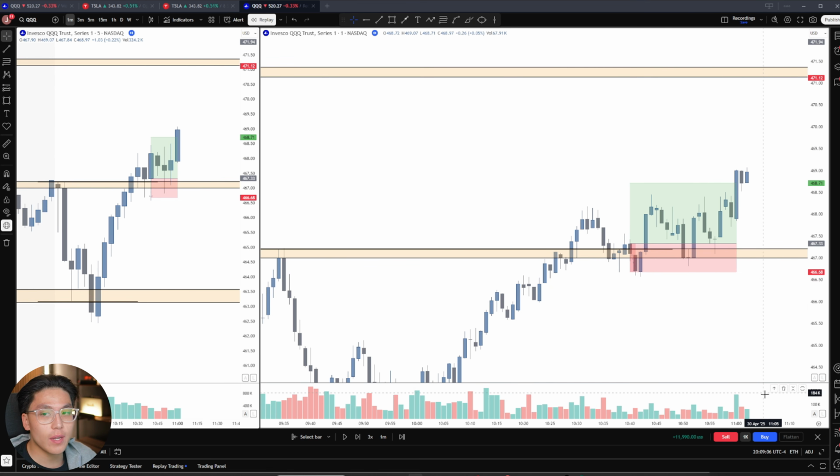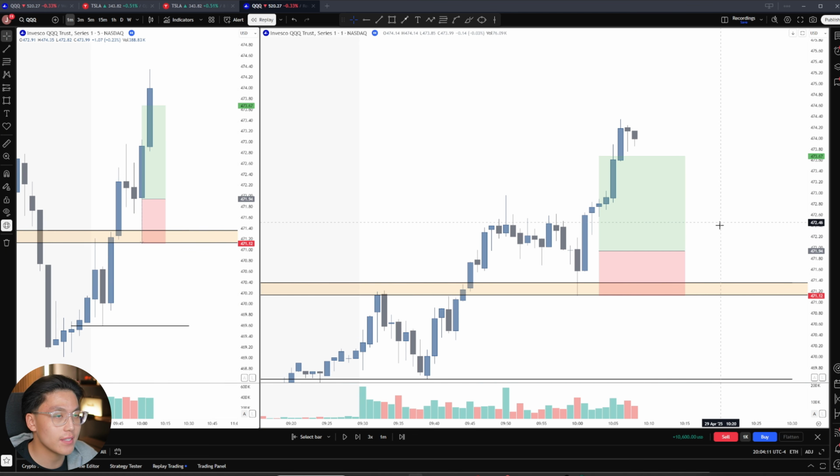As you can see right there, we end up having this nice push back up towards your 468. We end up taking my hard stop that we did have. I personally would have had a mental stop. You can see the 5 minute wicks were holding above your 467.33. We end up having this nice push back up towards the highs, as you can see right here. So with this being said, let's go on to the next day that we have for the Qs.